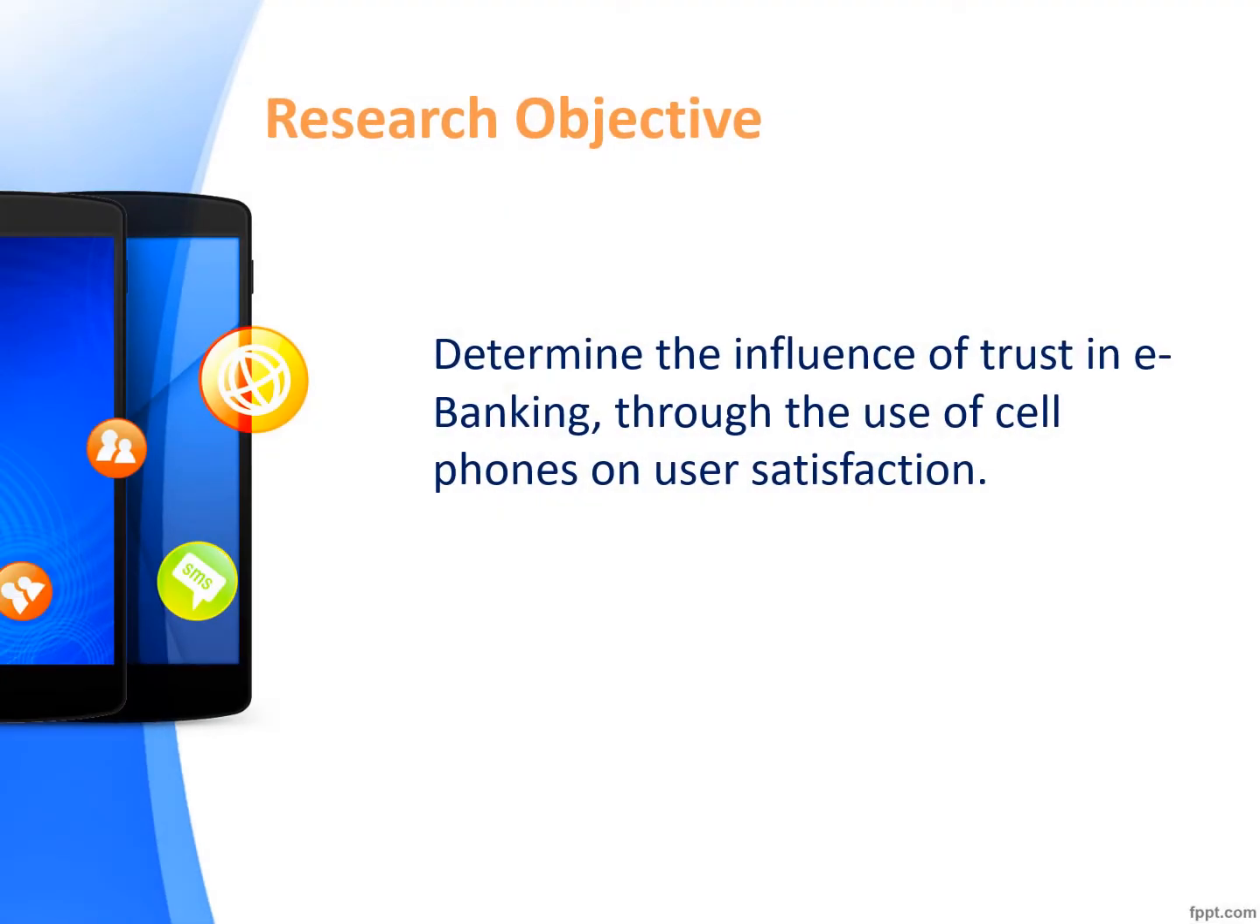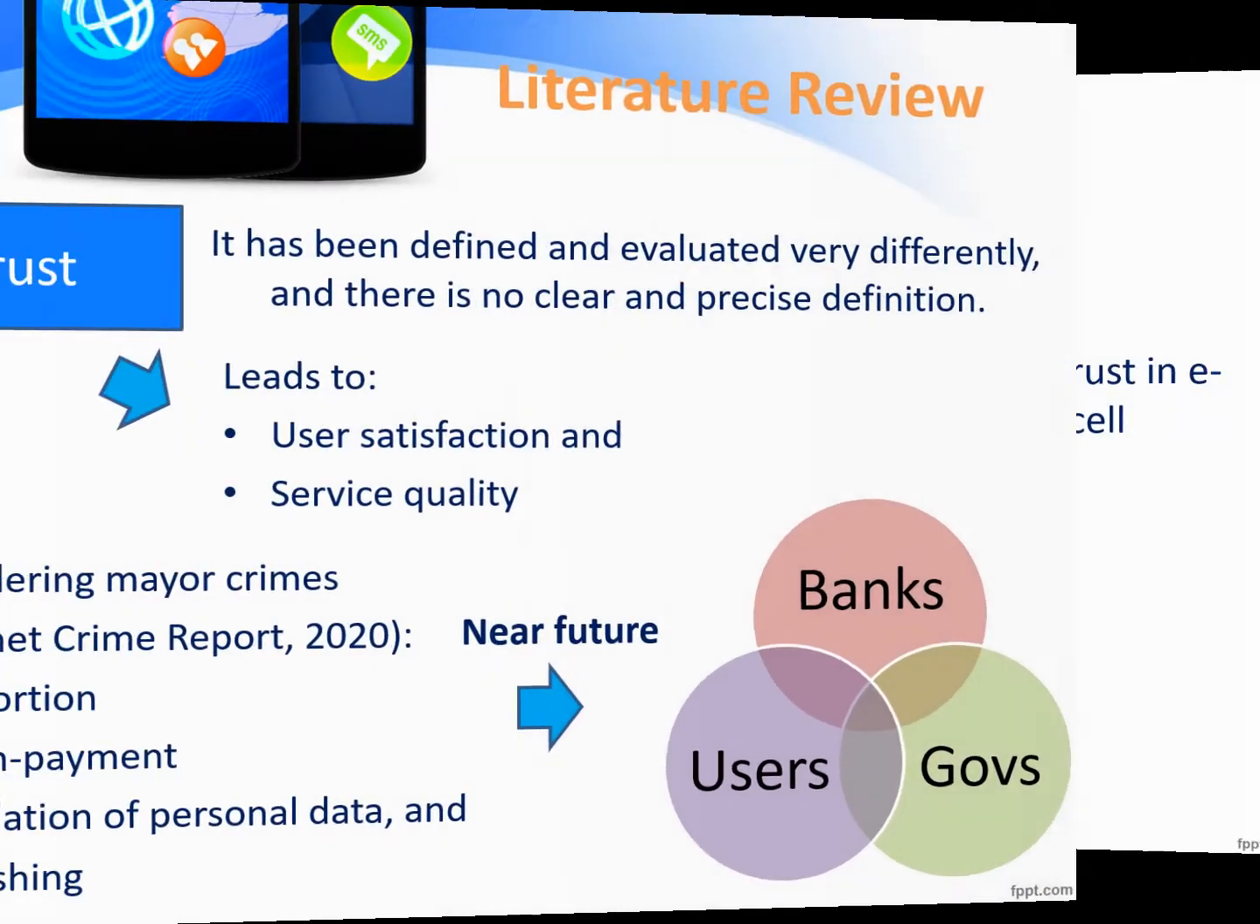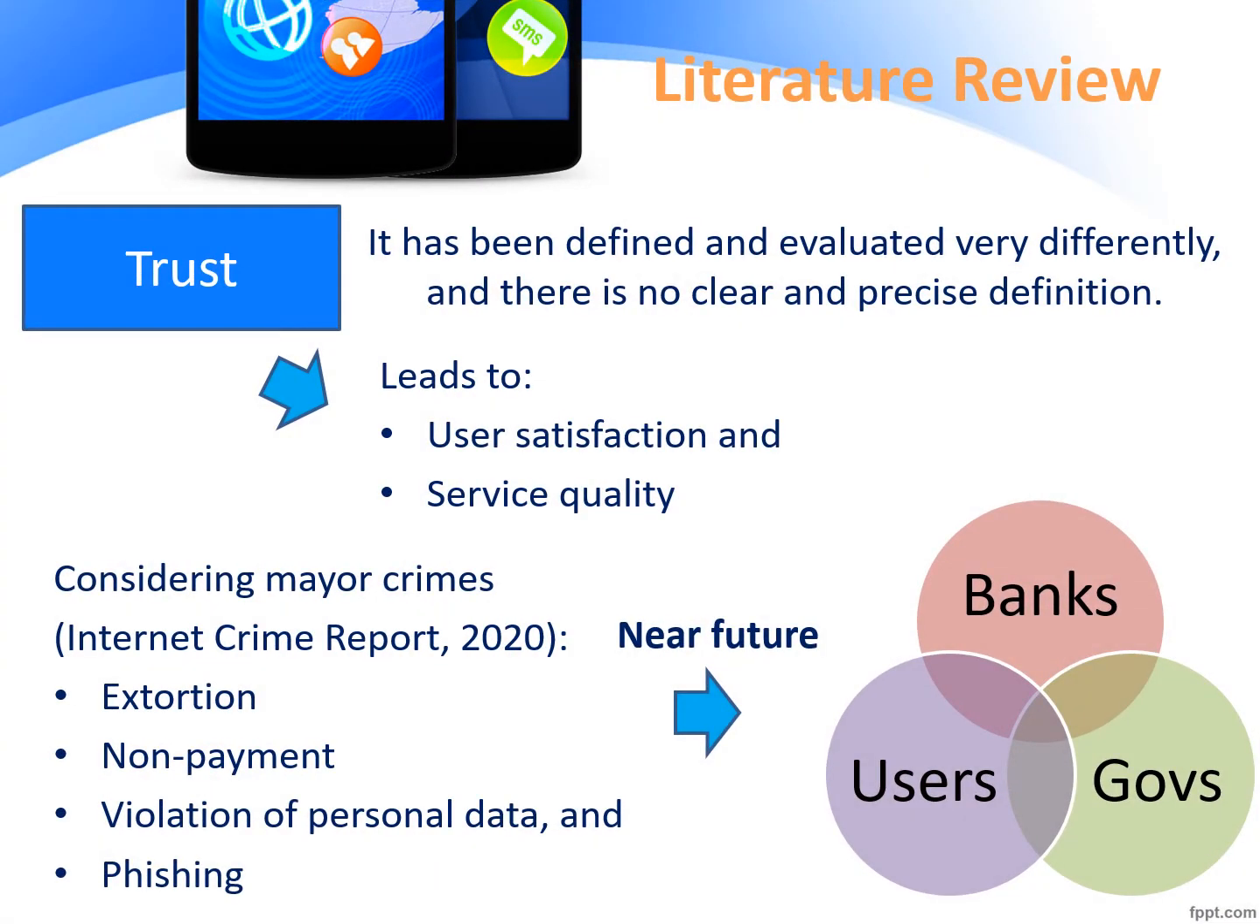Considering the previous information, this research aims to determine the influence of trust in e-banking through the use of cell phone on user satisfaction. We did a state-of-the-art review of 5 of the main variables, and one of them is trust, which is conceptualized very differently, and there is no clear and precise definition. For this research it is trust in technology. This situation leads to user satisfaction and service quality.